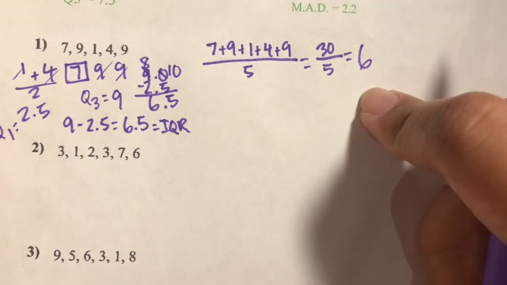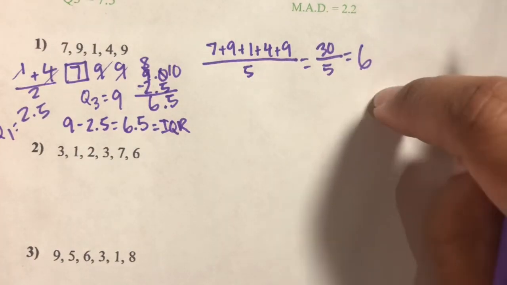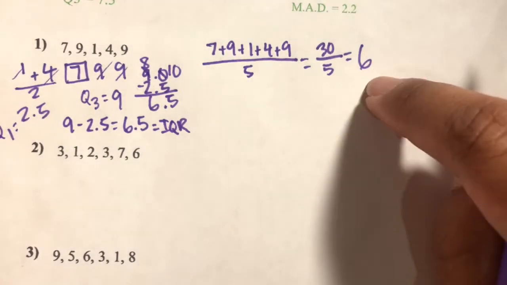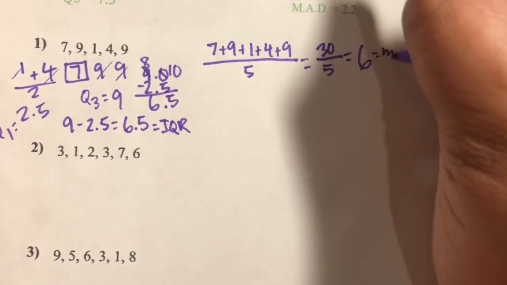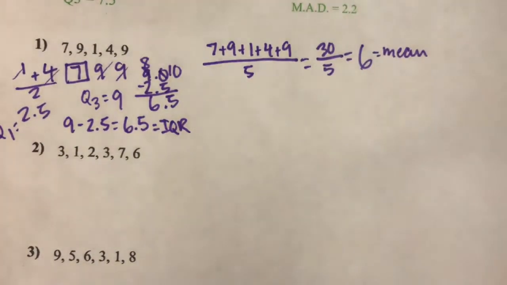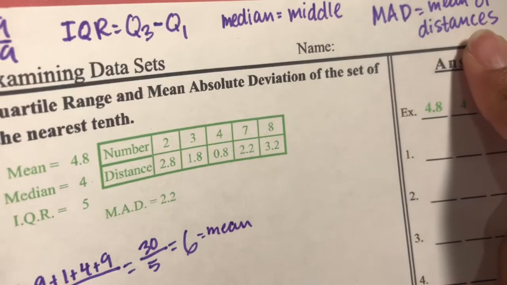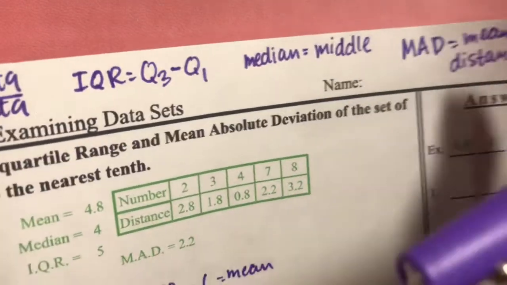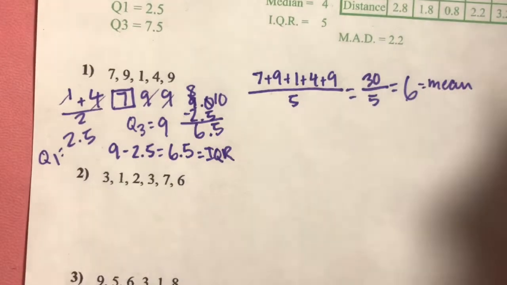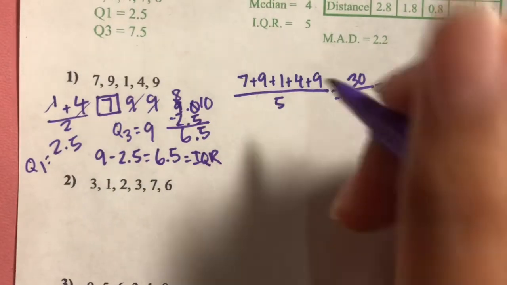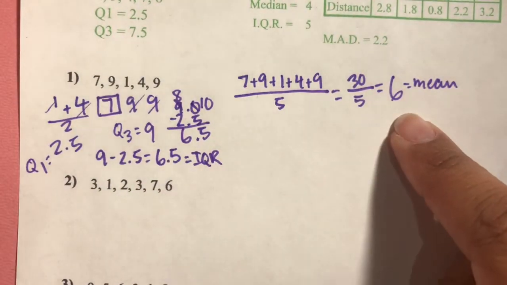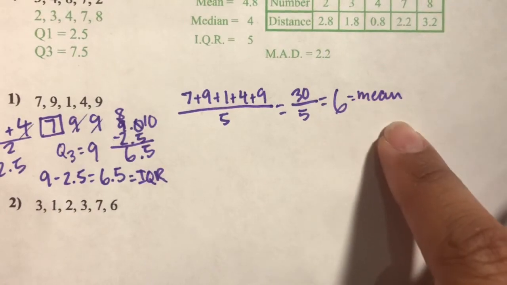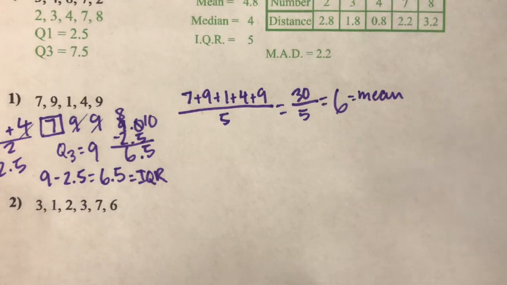So divide that by 5 and it will equal 6. So now that we know our mean, we can find our MAD, which is the mean of all the distances of the data. So I'm going to list it down like what I did yesterday. And a lot of you, when you found the MAD, you found the mean, which is great, but you still have to find the mean of the distances.